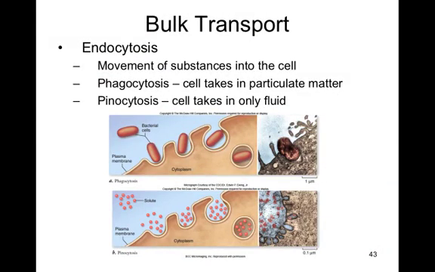Our final means of transport is bulk transport or bulk passage, and it's composed of endocytosis or exocytosis. Endo meaning inside, cytosis the cell, so to bring inside the cell, and exo to take outside of the cell. So endocytosis involves movement of substances into the cell, and it happens in one of two ways, either phagocytosis or pinocytosis. The root phage means to eat. So the literal meaning of phagocytosis is cellular eating. Pinocytosis is cellular drinking, and so it takes in only fluid and the solutes that are in the fluid.